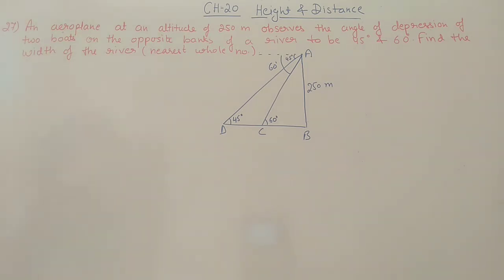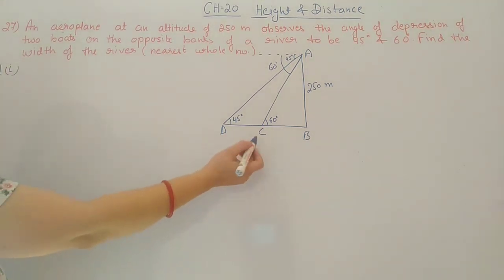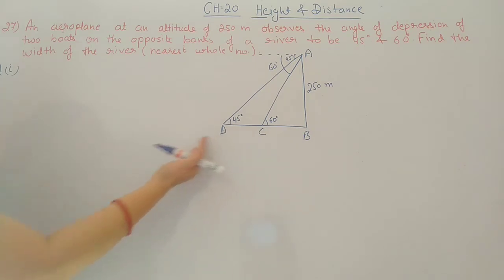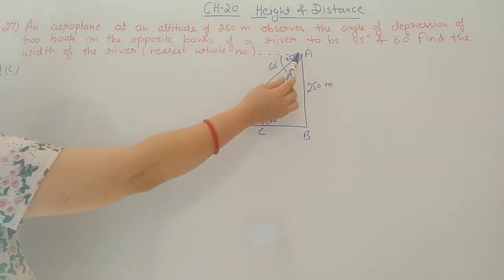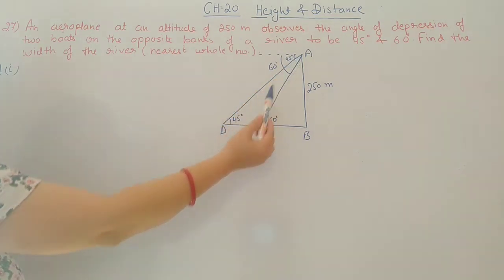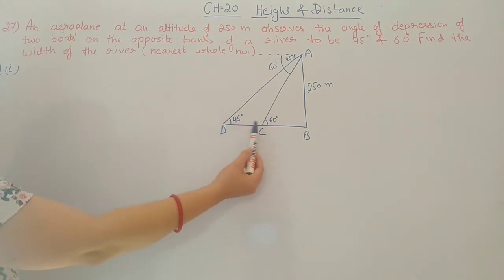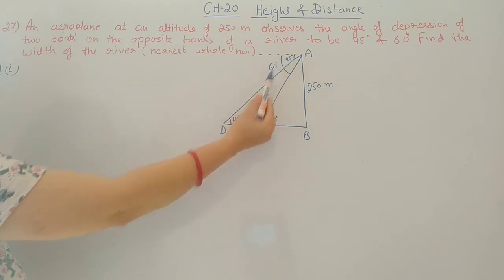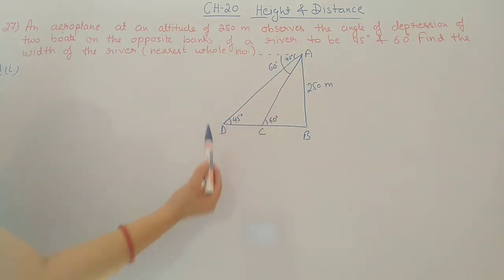So here in this question, it is not clear whether the boats are on the same side or opposite side of the aeroplane. So we are taking the first case, when boats are on the same side of the aeroplane. I have taken C and D as two boats on the same side. From this aeroplane A, the angle of depression for this boat is 45 degree and for this other boat is 60 degree. Whatever the angle of depression, the same will be the angle of elevation.